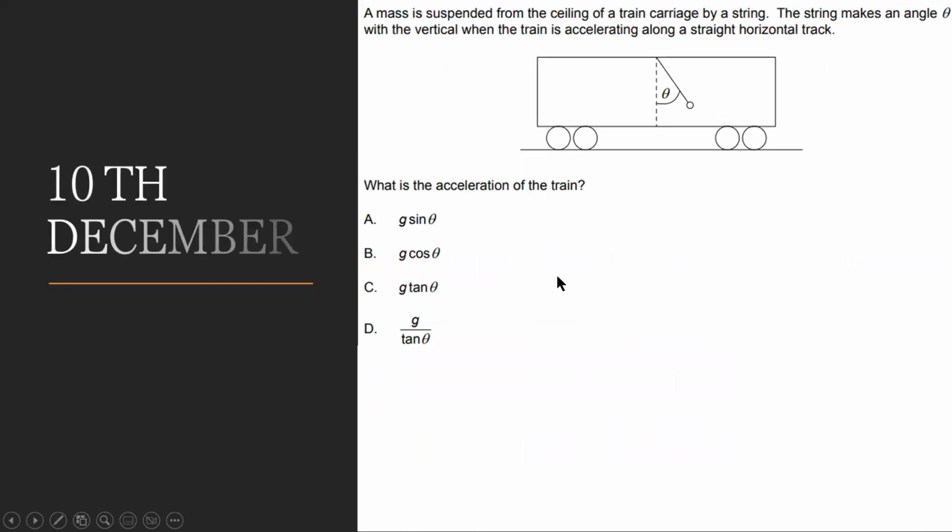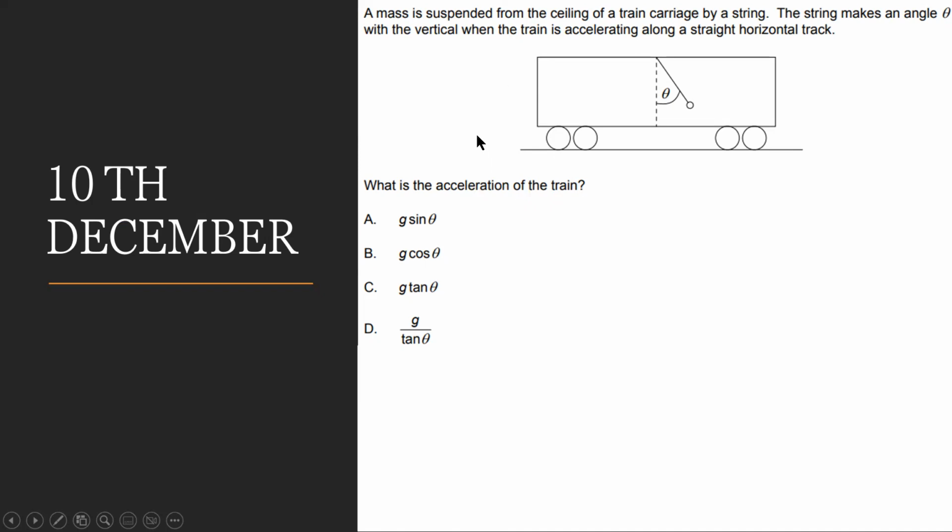Okay. Finally, a mass is suspended from the ceiling of a train carriage by a string. You have a string and you have a mass which is being suspended. The string makes an angle theta with the vertical when the train is accelerating along a straight horizontal track. When the train is moving like this, you see, it's accelerating. Maybe it is moving in this direction or in the backward direction. I have not told you anything here. Okay. The train is accelerating. I ask, what is the acceleration of the train? He's asking you, with what acceleration is the train moving?